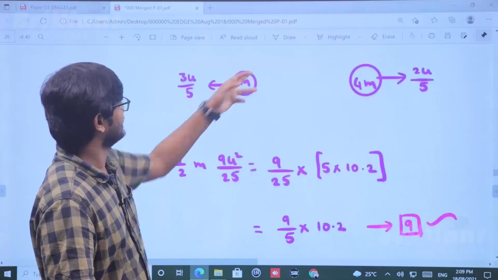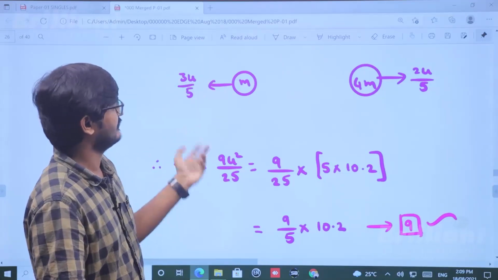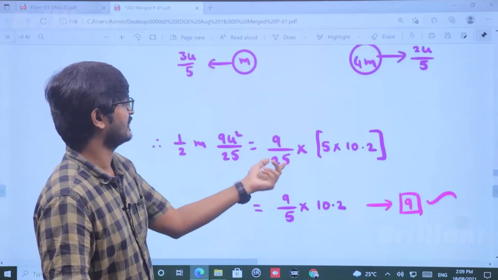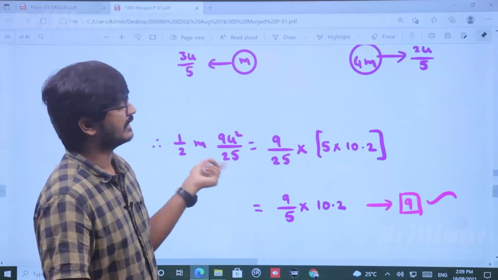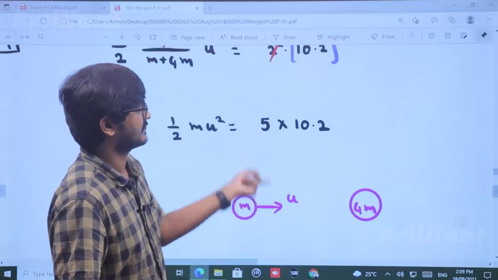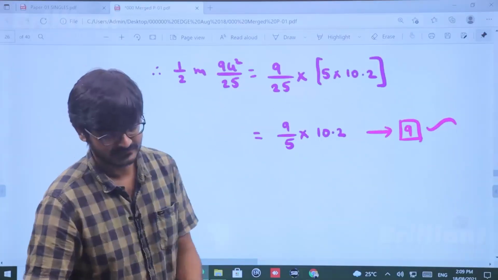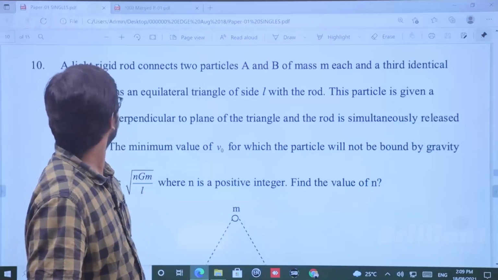So what is the energy of the neutron finally? Half m into 3u by 5 square, which will be 9 by 25 times half mu square. Half mu square we have already calculated initially. I will just substitute it back, right? That's the required answer. You can pause and read the next question.